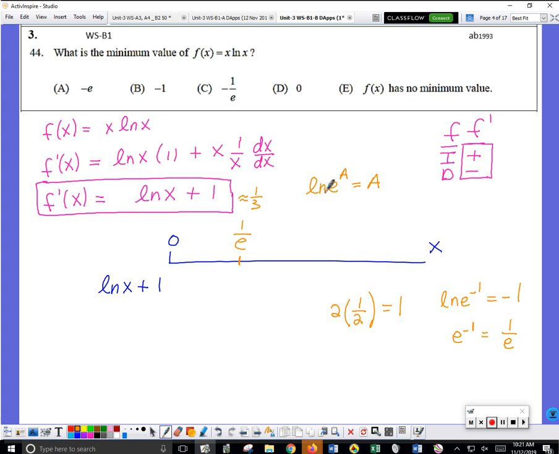So this formula, natural log of e to the a, just becomes a. That's not a very good explanation, but that's the general idea. For our class, that's good enough for now.